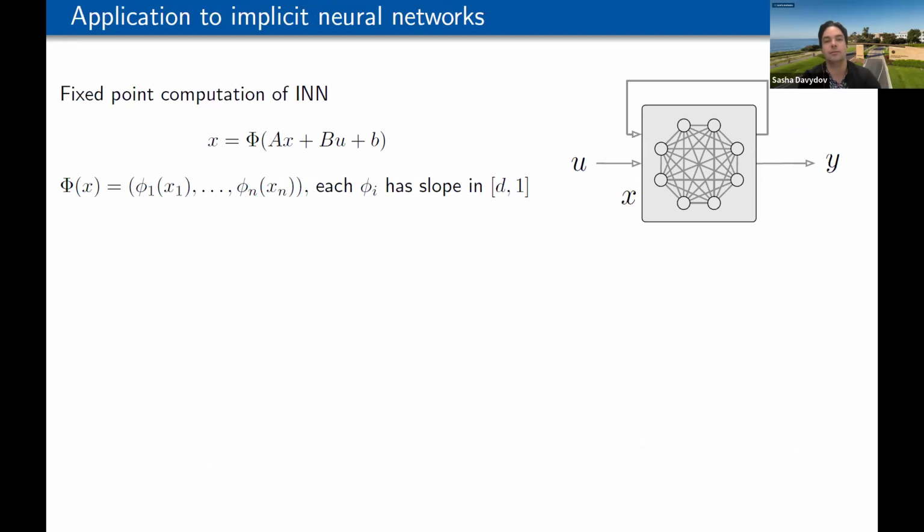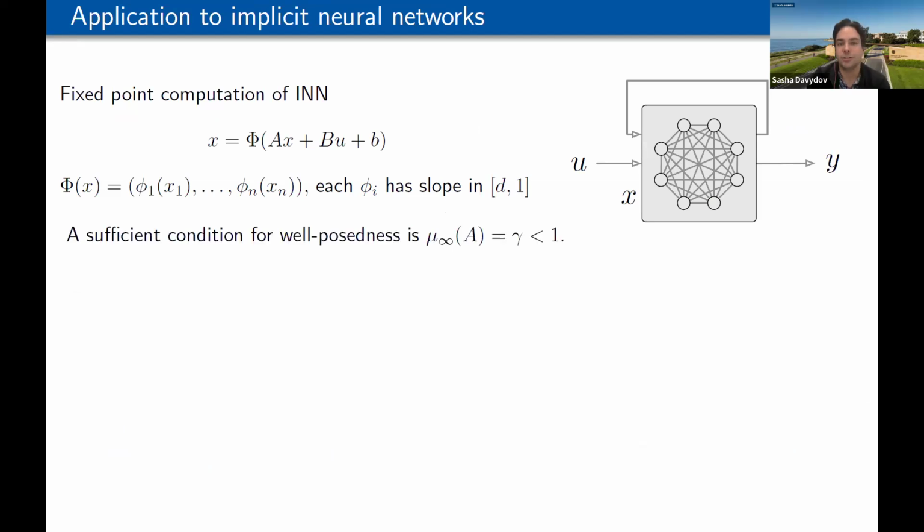As the application, we have the implicit neural network, which Saber already introduced, so I'm not going to go into too much detail. It's defined using this fixed point equation. Phi is diagonal, its nonlinearity acts element-wise, and each phi i has slope between D and 1, where D is perhaps 0 or positive but less than 1. You can get slightly sharper rates if you let D be different from 0. A sufficient condition for well-posedness is what Saber mentioned.